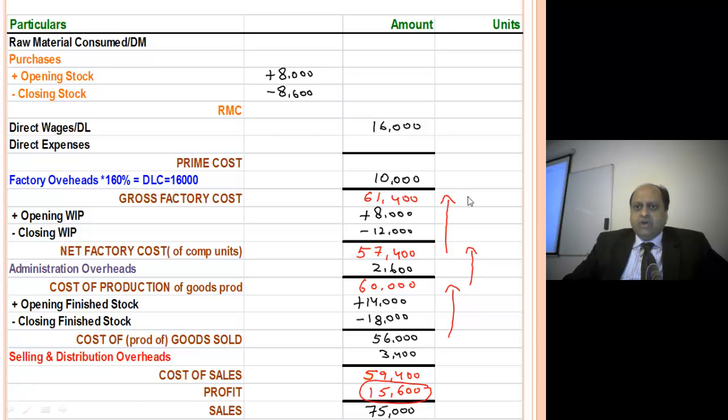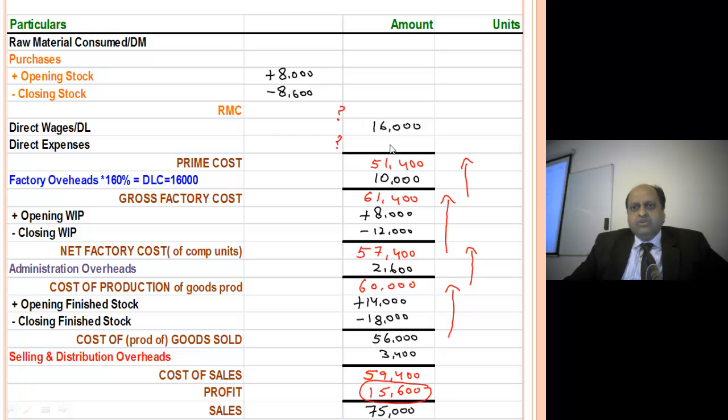61,400. Now I want to move to this place. I will deduct 10,000. I will get how much? 51,400. Now there are two missing items. One is raw material consumed and the other one is direct expense. And I am not a magician. I cannot find out two figures in one go.